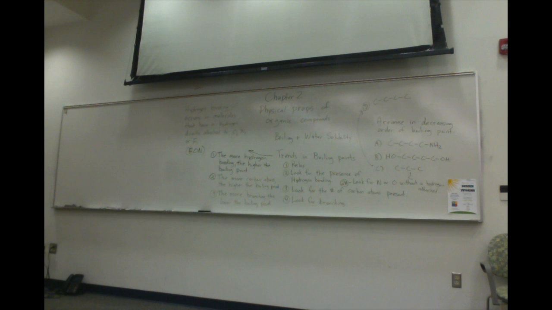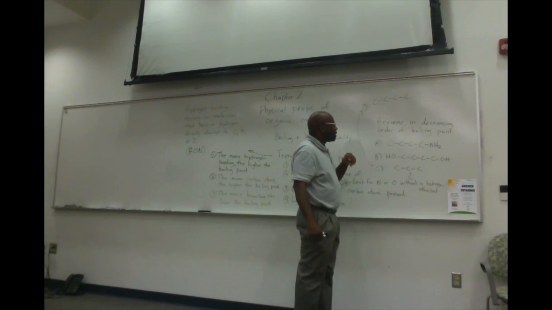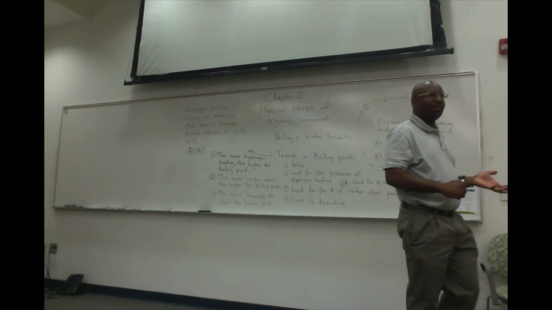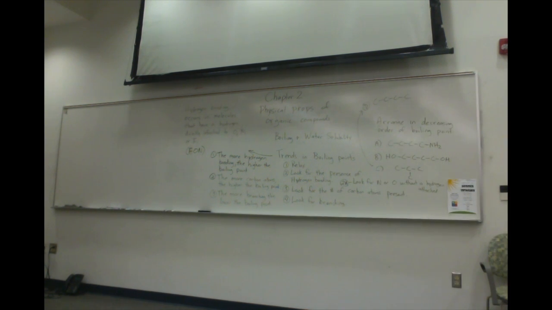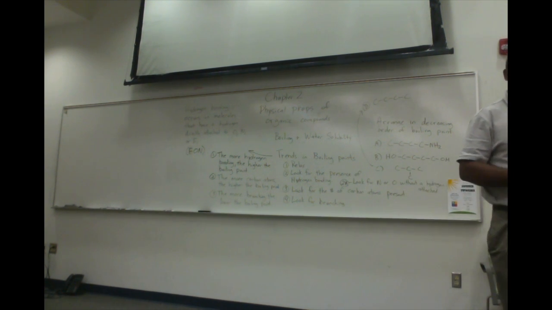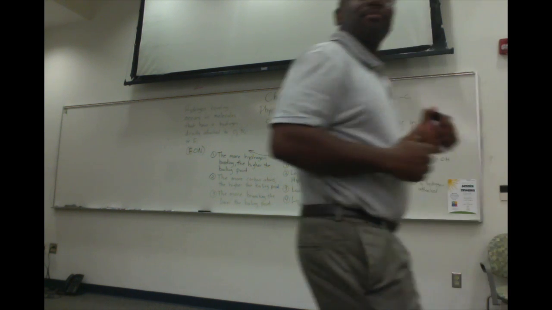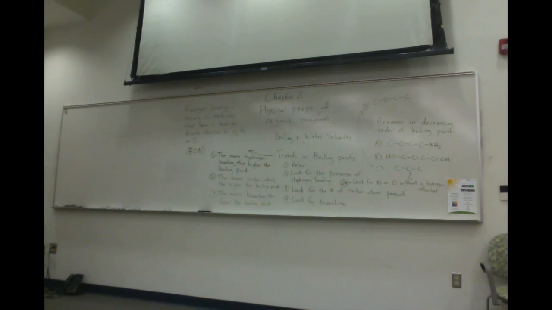So we're going to look at molecules A, B, C, and D. The only molecules that have a nitrogen or oxygen atom in them are molecules A and B, so A and B would be our highest boiling points. Now look at molecules A and B. How many hydrogen bonding groups do we have in molecule A?